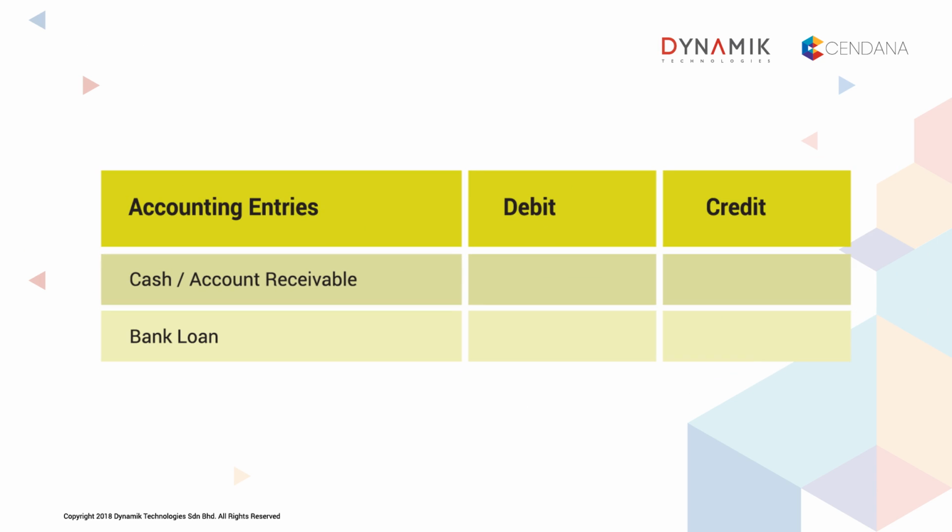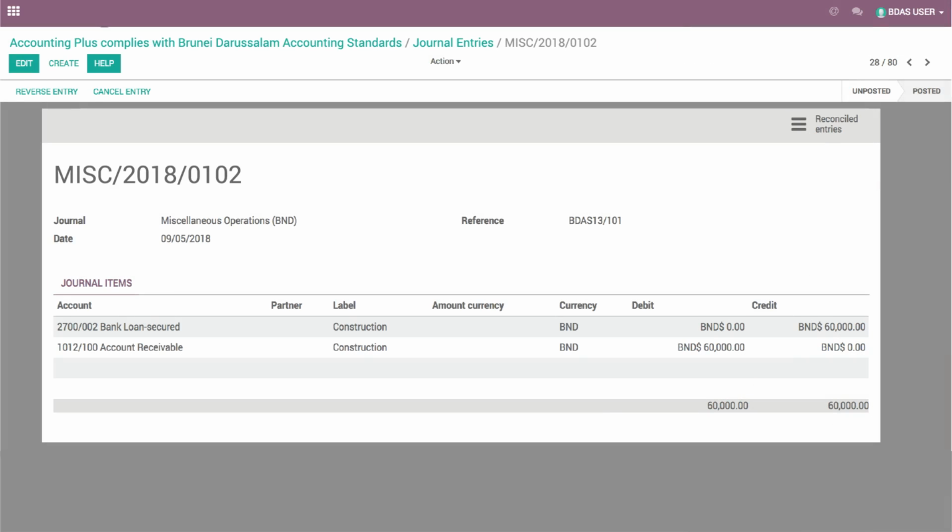From here, we can extract the accounting entries: debit the cash or account receivable with the amount of $60,000 and credit the bank loan with the same amount. This is a journal entry transaction. Now let's see how this entry is being drafted out in Accounting Plus. A completed journal entry transaction for BDAS 13 to record bank loan will look like this. Do note the journal ID for future reference.